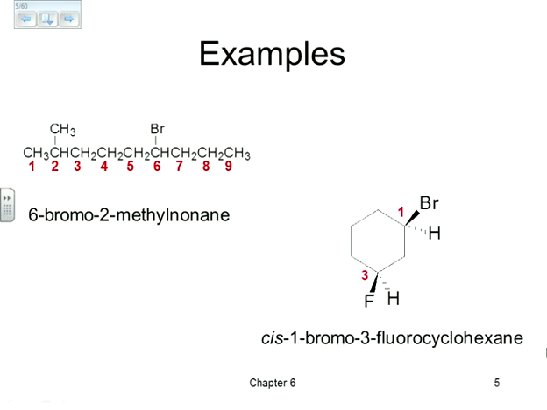So here we have cis-1-bromo-3-fluorocyclohexane. So everything's the same. It's just now we introduce a new branch. It's either chloro, bromo, fluoro, or iodo.